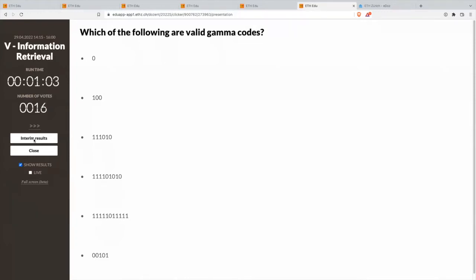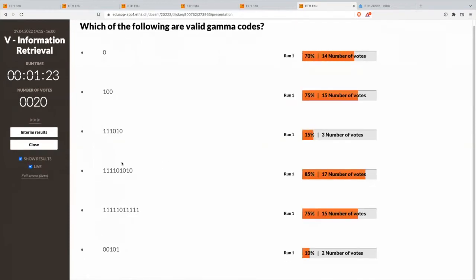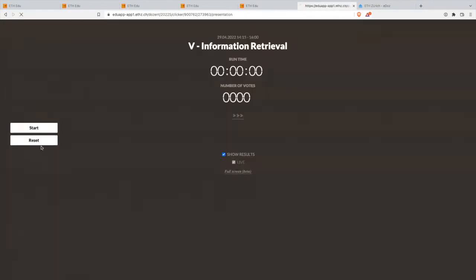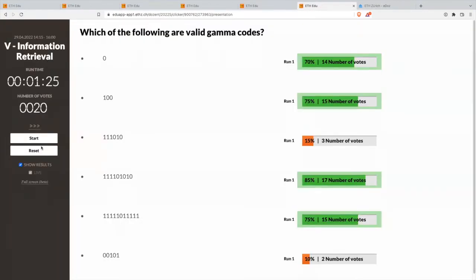So for some of them, maybe you're trying to decode them, right? But there are others where you don't even need to try because you instantly see that it cannot be a valid gamma code, because you know that there are a few constraints on the gamma codes. So let's look at your answers. Then I'll tell you what the right ones are. Okay, that looks good. We do have a majority who is right in there.